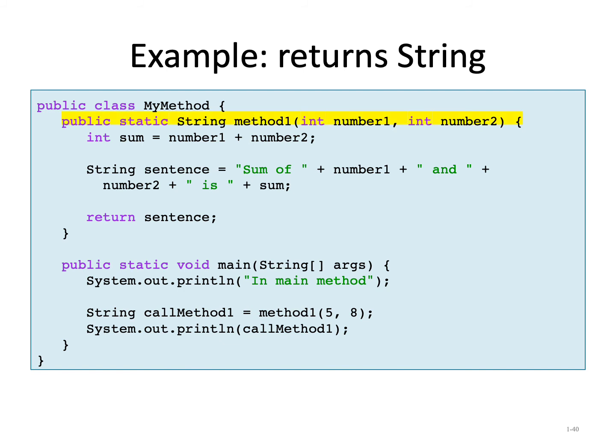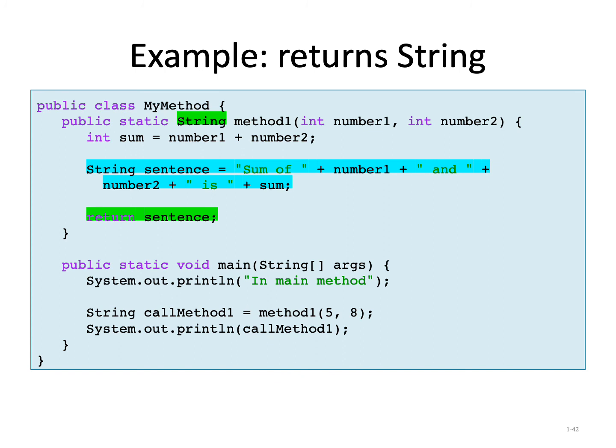Here we have a class called myMethod. In this class, we have two methods called method1 and the main method. The method definition for method1 is public static String method1(int number1, int number2). So this method has two parameters. From this method header, we know that the return type of this method is String, so we need to have the return statement at the last line within the method. Here we have return sentence.